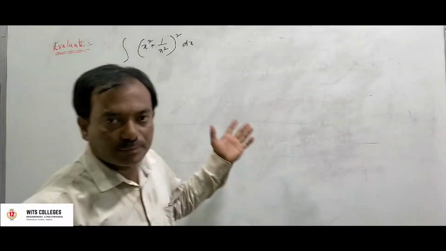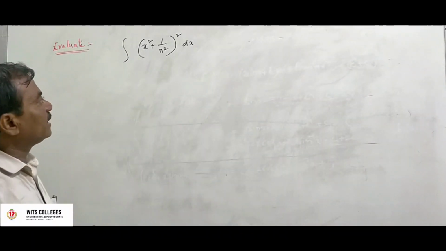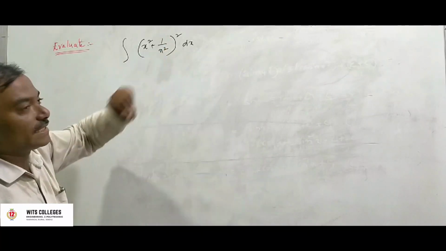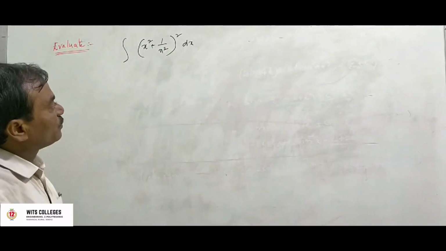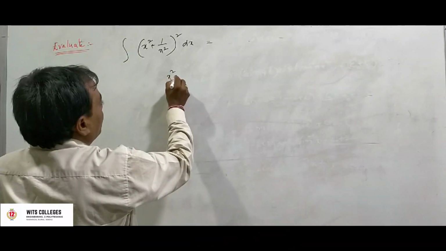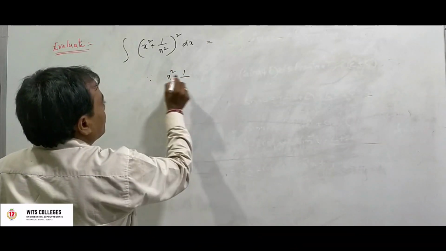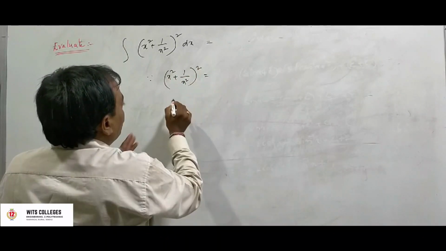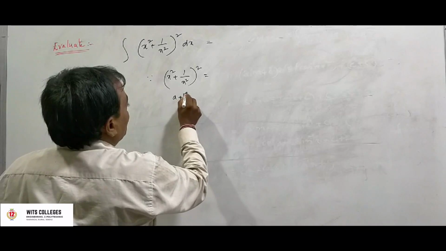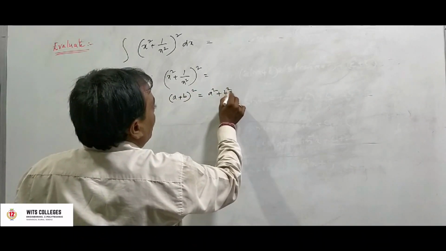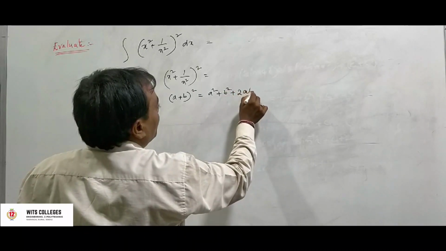Yeah, this is one more important problem. Integral of (x square plus 1 by x square) whole square dx. First we have to find out this value. Since it is (x square plus 1 by x square) whole square, this is in the form of (a plus b) whole square, which is equal to a square plus b square plus 2ab.